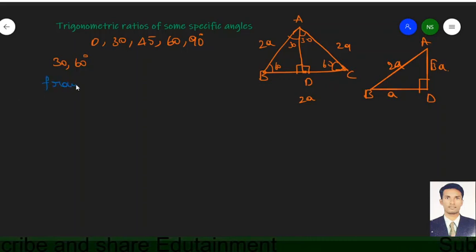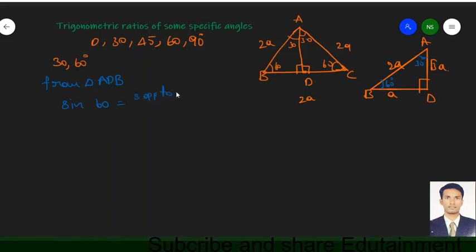So after finding three sides in this triangle, what will I do here? From triangle ADB, I can find sin 60 degrees, because here the angle is 60 degrees and this angle will be 30 degrees. Sin 60 is side opposite to 60 degrees divided by hypotenuse. The side opposite to 60 degrees is root 3A, divided by the hypotenuse 2A. These two A's get cancelled, and we get root 3 by 2. So sin 60 is root 3 by 2.